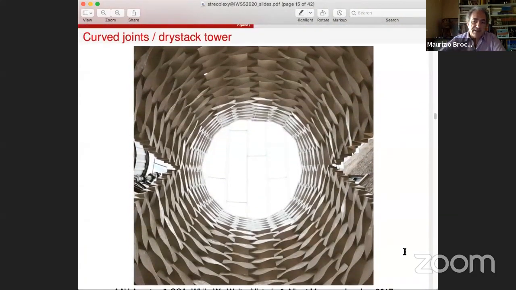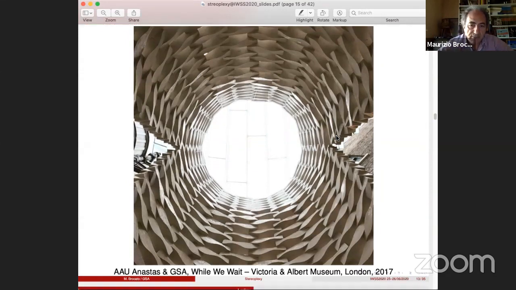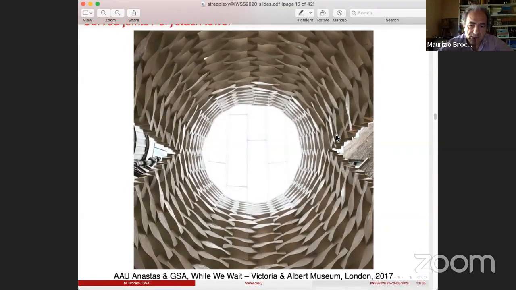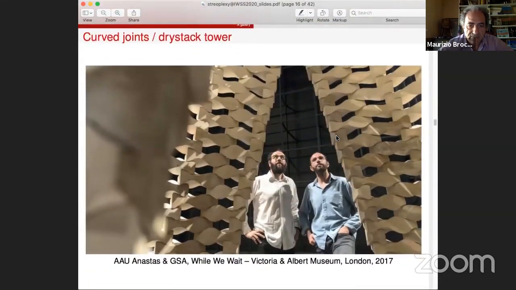This is experiences on carved joints. This is the dry stack tower that was built in Victoria and Albert Museum in London and then rebuilt in an exposition in Dubai. And in the end, it is today in the Crimson Valley between Jerusalem and Bethlehem, very famous at the time of this exposition because of the Friday prayers that were made there. Those are the two architects that conceived the tower, Youssef and Elias Anastas, in Victoria and Albert Museum.